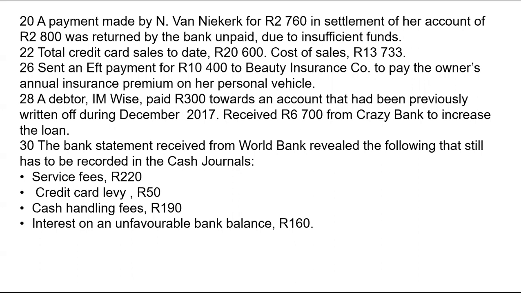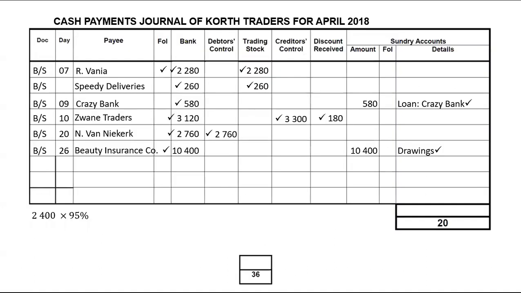All right. On the 30th, the bank statement received from World Bank revealed the following that still has to be recorded in the cash journals: service fee, credit card levy, cash handling fee, and interest on unfavorable bank balance. Everything else except for interest on unfavorable balance will be added up and recorded in the cash payments journal as bank charges. All right, so we will have BS, and the name of the bank is World Bank. It will be recorded under bank as well as sundry as bank charges. So when you add everything up, it will give you 460, which is your bank charges.